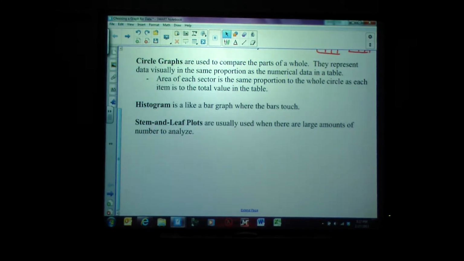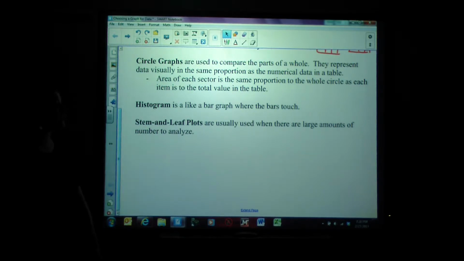Third one. Circle graphs. They're used to compare parts of a whole. They represent data visually in the same proportion as the numerical data in a table. Area of each sector is the same proportion as the whole circle, as each item is to the total value in the table. So circle graphs are great for showing parts out of wholes. Histograms, if that word comes up, is actually just a bar graph where the bars touch. Okay, all bars just keep touching.